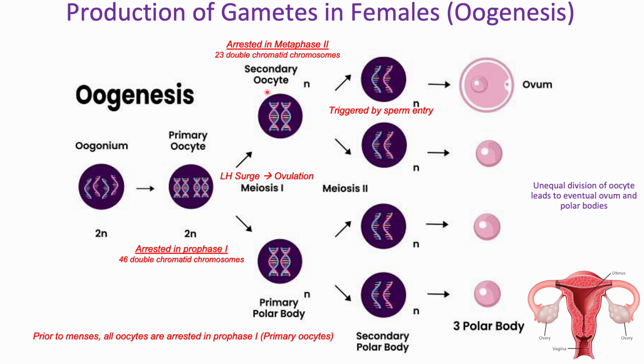So now these secondary oocytes, they've been released and they're now going through the fallopian tubes to meet the sperm. They're again arrested in metaphase 2 until that point. Once sperm enters the cell, they will complete meiosis 2, and then they are going to be known as the ovum. So this is the production of gametes for females, which is also known as oogenesis.